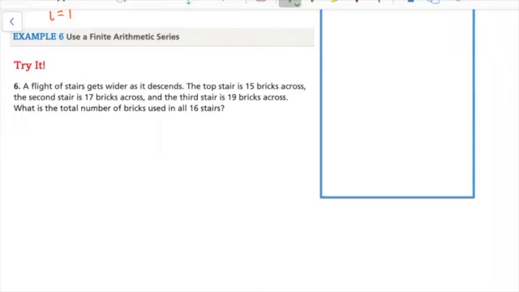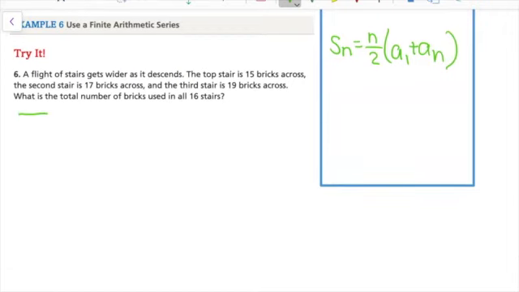Arithmetic series. So, real world problem. We've already done arithmetic series. Remember that was the equation that looked like this. So it says a flight of stairs gets wider as it descends. The top stair is 15 bricks across. The second stair is 17 bricks across. The third is 19. So forth and so on. What is the total of bricks used in all 16? So 1, 2, 3, like all the way down to the 16th row of stairs.